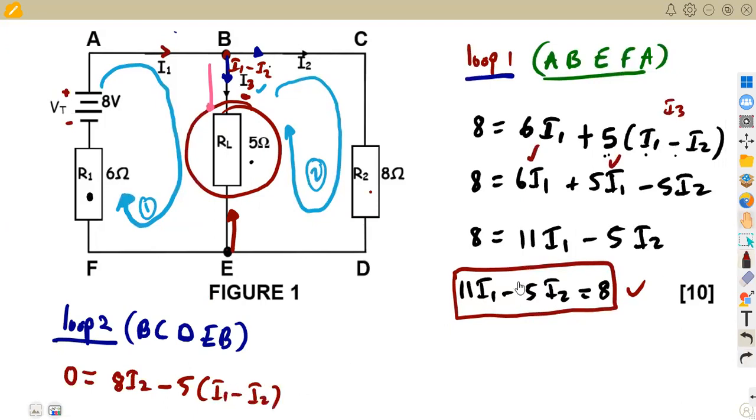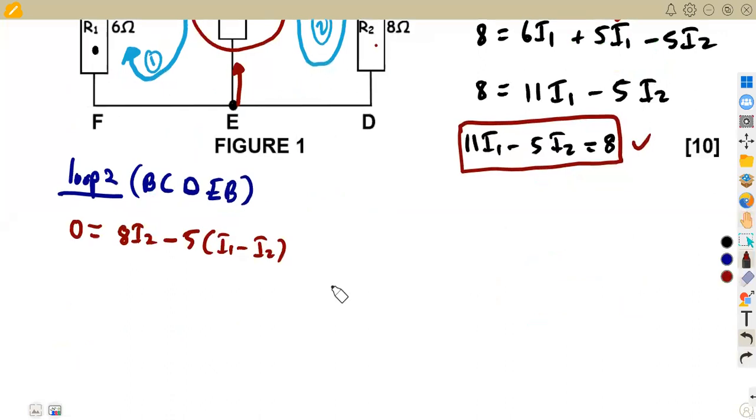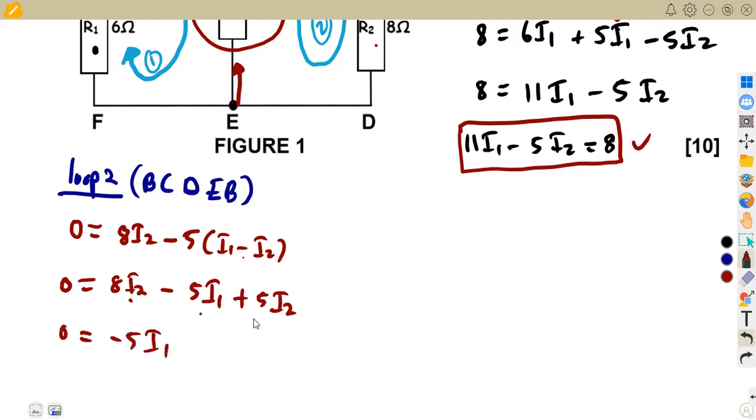So that's it. Going to expand your brackets, collect your like terms, and so forth. You've got your equation there. So 8 minus, expand the bracket: negative 5 times I1, which is negative 5I1, negative 5 times this, which is going to be a positive 5I2. So that's 0 is equal to negative 5I1. Add 8 and 5, which are the like terms for I2. So 8 plus 5 is going to be 13.